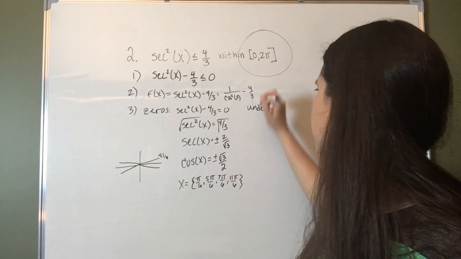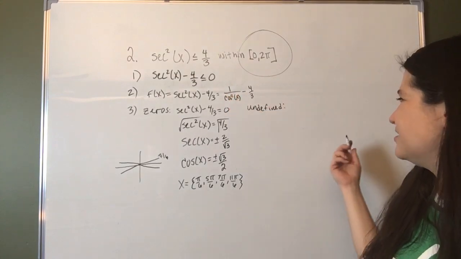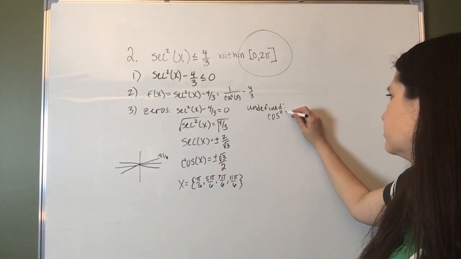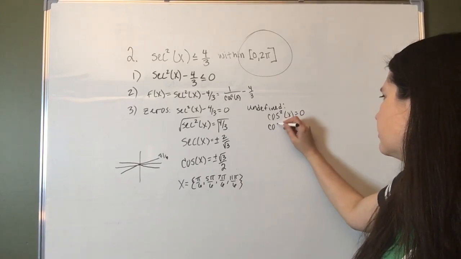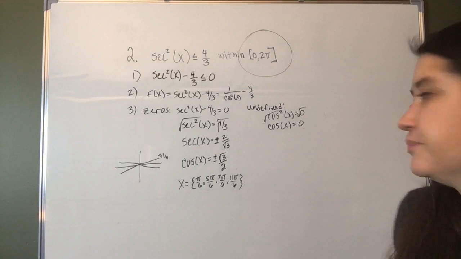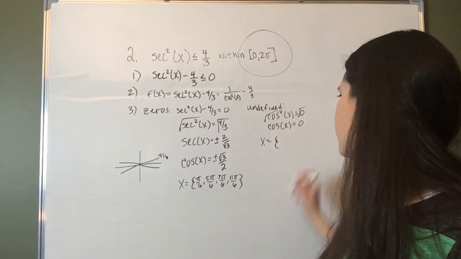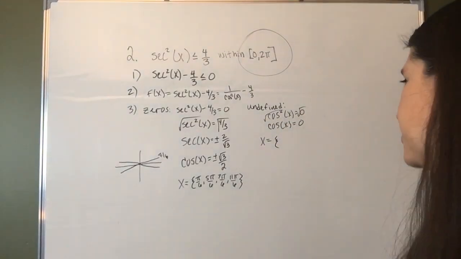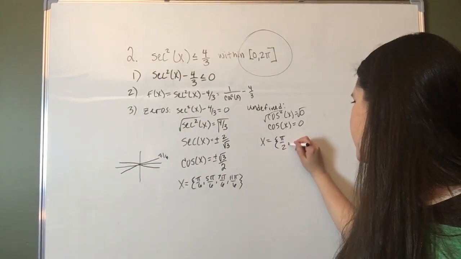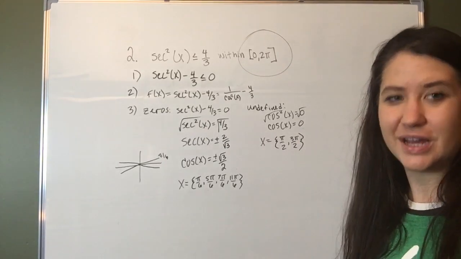So really this is 1 over cosine squared minus 4/3. Now what would make this undefined would be if cosine squared equaled 0, right? Or if cosine equaled 0, because we could take the square root and get rid of that square. So where is cosine equal to 0? Between 0 and 2 pi, where's the x-coordinate on the unit circle 0? That happens at pi over 2 and 3 pi over 2. Okay, that concludes step 3.